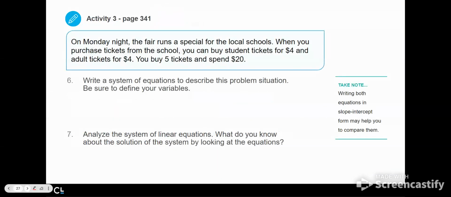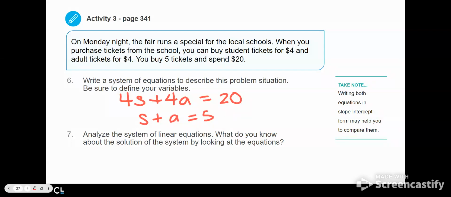Okay, I'm on to page 341. On Monday night, the fair runs a special for the local schools. When you purchase tickets from the school, you can buy student tickets for $4 and adult tickets for $4. You buy 5 tickets, spend $20. Write a system of equations. Okay, this one is a little bit more difficult. The first one we can talk about: I've got $4 for the student tickets, $4 for the adult tickets, and I spent a total of $20. I know that I bought 5 tickets. So this is going to be S plus A equals 5.